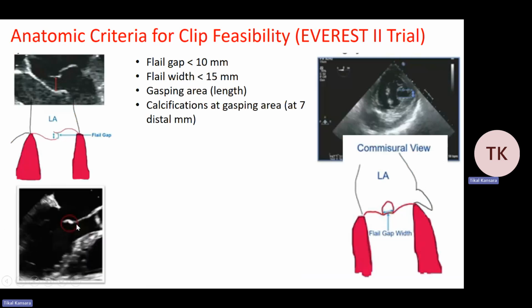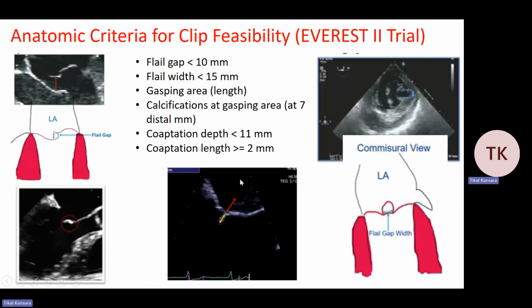There should be hardly any calcium at the tip where the grasping area is, and the coaptation length should be more than 2 millimeters. The valves, wherever they were coapting, should not be coapting like this. They should be coapting normally at some places like this, like 2 millimeters. They should not be just touching each other. So this was a very strict criteria. And as time passed, people started getting better. The clips improved. Then you were able to clip only one arm, go to the other arm and clip the other leaflet. So it's not that this criteria didn't matter.